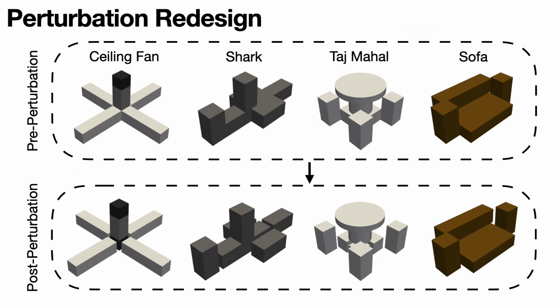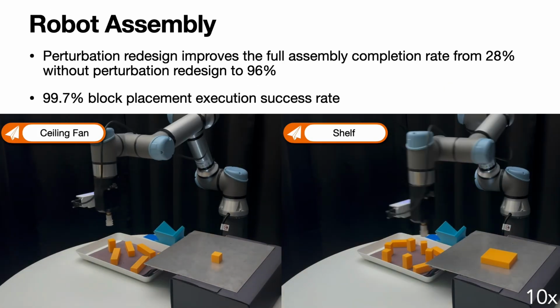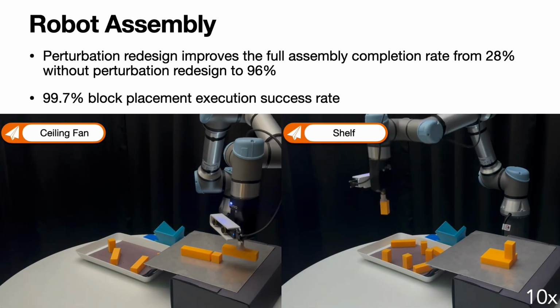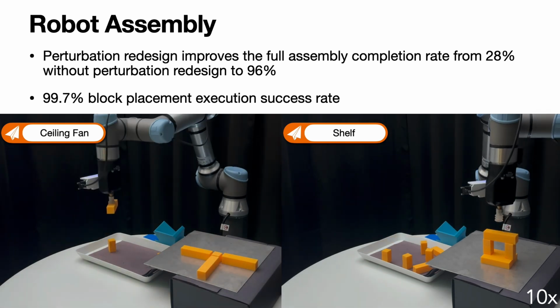Phase 2 involves a simulation-based perturbation redesign, where the VLM-chosen design undergoes iterative refinement in a physics simulator. Block placements are simulated with small placement errors and checked for collisions and instability. Through repeated simulations and adjustments, the design evolves to better withstand real-world variances in assembly conditions. In Phase 3, a robot arm with a stereo camera pair and suction gripper constructs the optimized design.